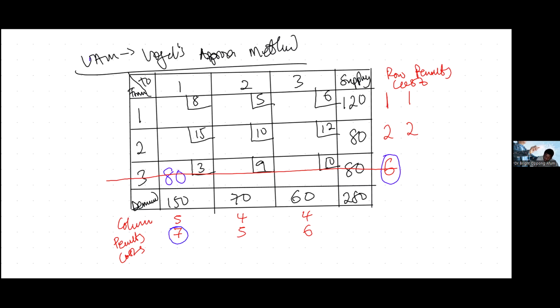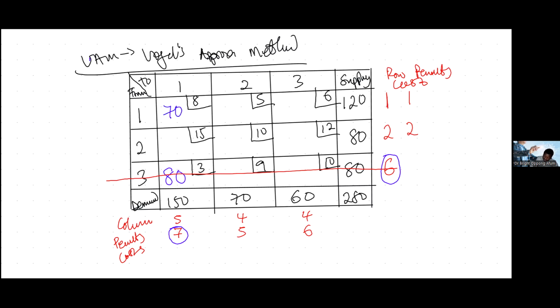So we go to that column, 7, and we find the minimum cost here. And the minimum cost here is cell 1, which is 8. So we allocate as much as we can, just not to conflict the constraints for the supply and that for the demand. So the total amount that can be allocated here will be 70.